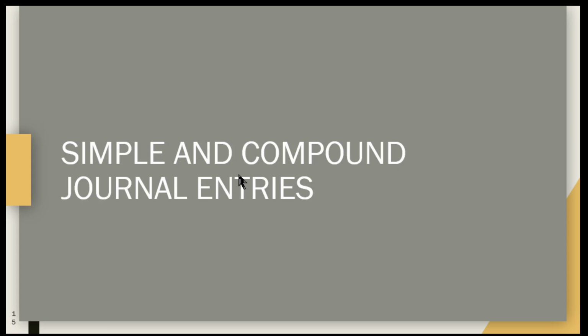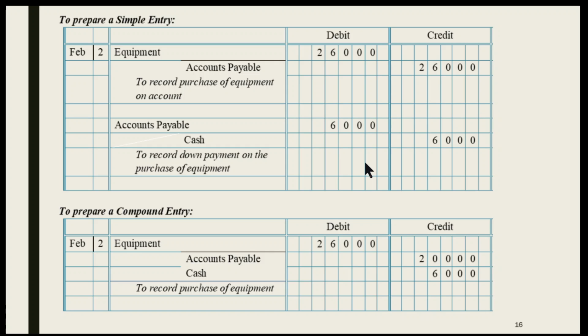Then we have 2 ways on how to prepare the journal entries. It could be a simple entry or a compound journal entry. What is the difference between the two? A simple entry is simple in the sense that it only has 1 debit and 1 credit, just like this one: debit to equipment and credit to accounts payable. Only 1 debit and 1 credit.